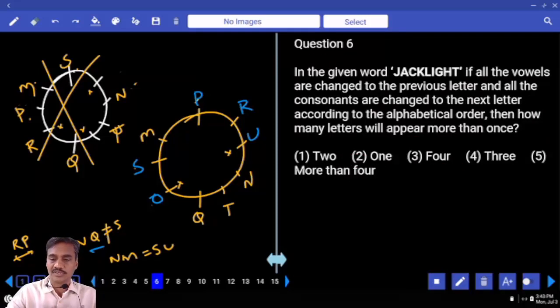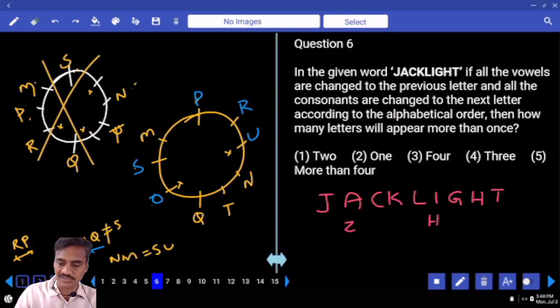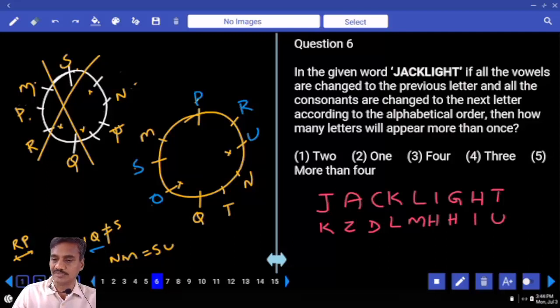Then the 6th one. In the given code, jacklid is the word, and if all the vowels are changed, J-A-C-K, L-I-G-H. Now in this word jacklid, all the vowels are changed to the previous letter. A has become Z, and I has become H, and all the consonants to the next letter: JK, CD, KL, LM, GH, HI. Then how many letters will repeat more than once? Now more than one is any letter that is repeating more than once: H. And so that is the choice for question number 6.